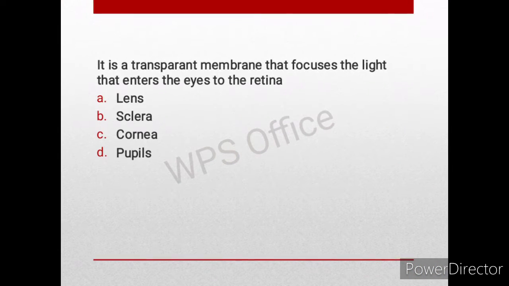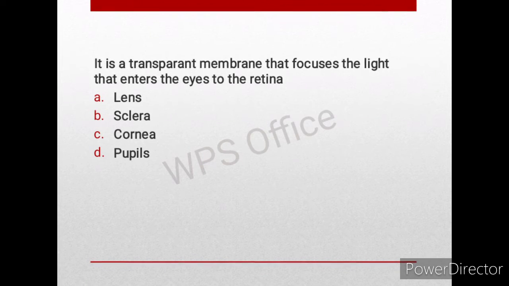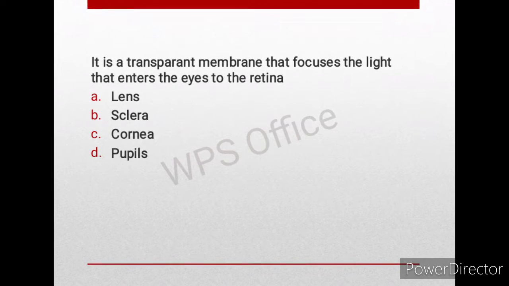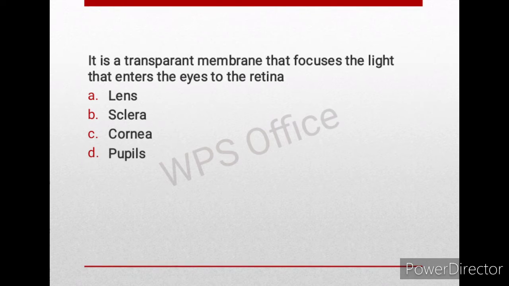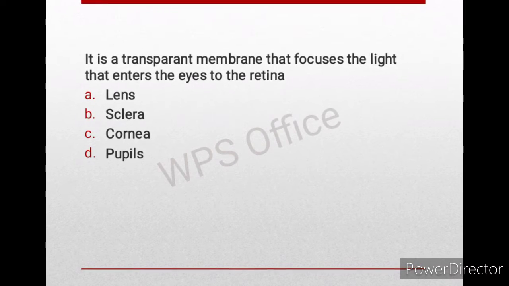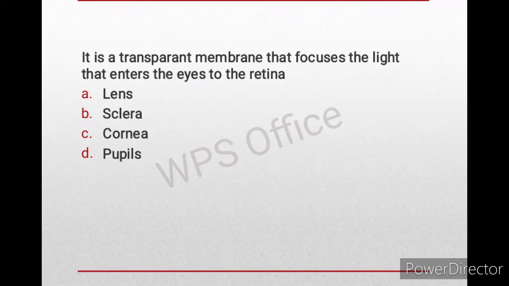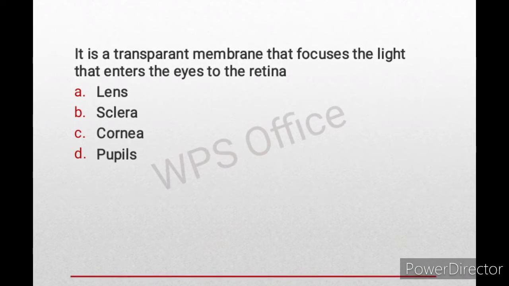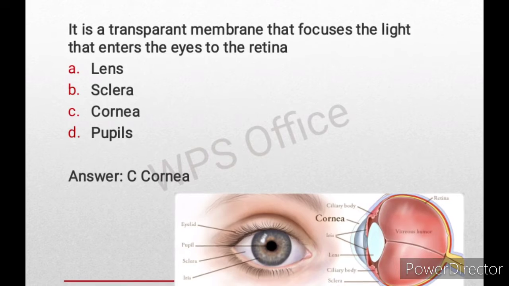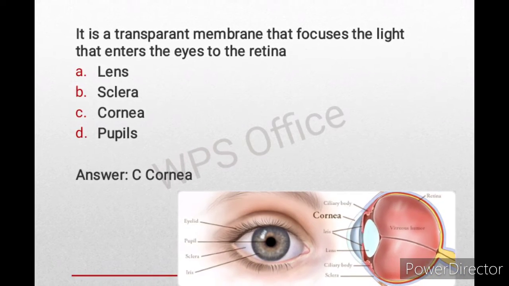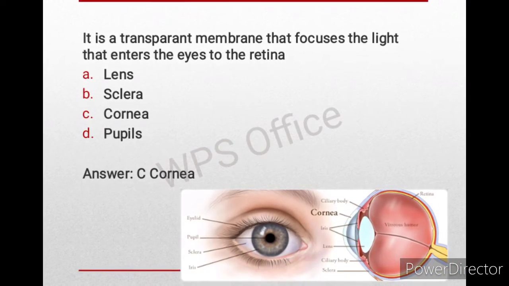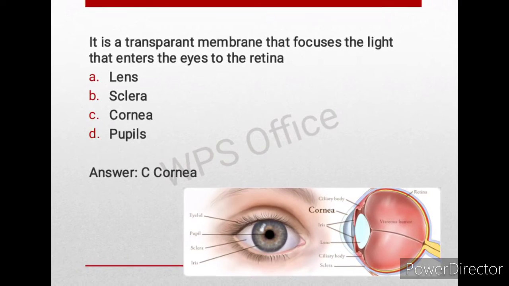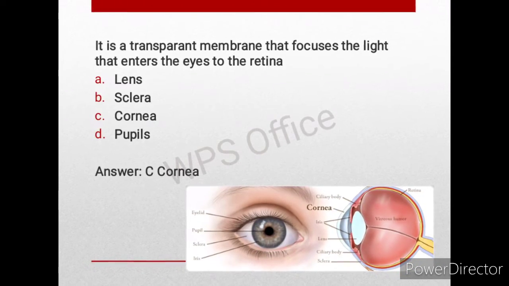Next question is, it is a transparent membrane that focuses the light that enters the eye to the retina. First option is lens, second option is sclera, third option is cornea, and the fourth option is pupils. So we all know that the answer is C, that is the cornea. It is the membrane that focuses the light that enters the eye to the retina.